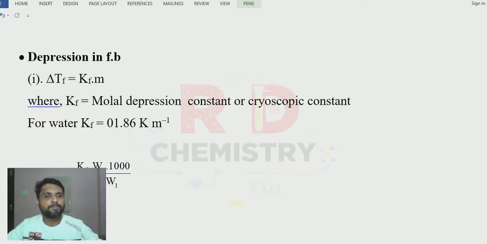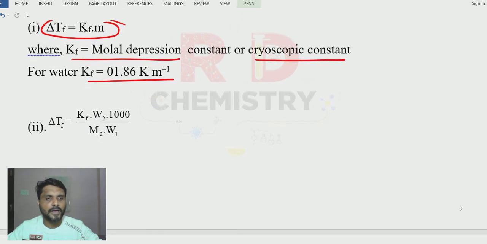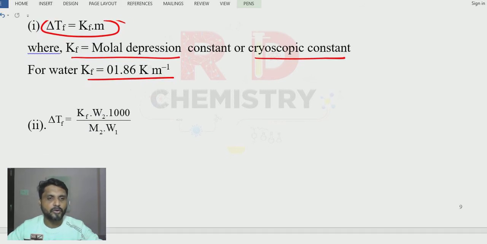Similarly, we have depression of the freezing point. The formula is delta Tf is equal to Kf into molality. Kf is the molal depression constant or cryoscopic constant, where Kf for water is equal to 1.86. And how to calculate delta Tf? Delta Tf is equal to Kf into 1000 into W2 divided by W1 into the molar mass of the solute, right?